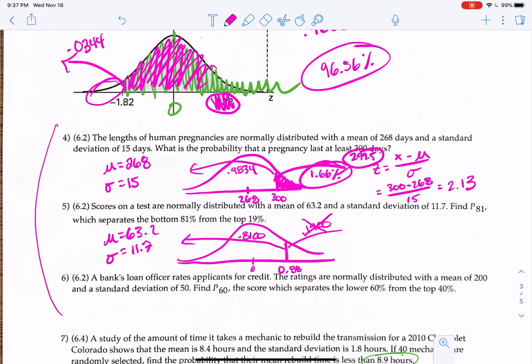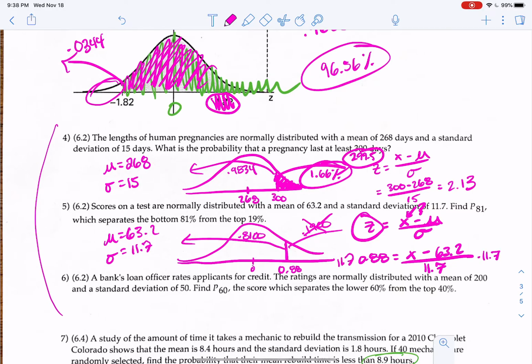So we're looking up in the inside of the table, 0.88. And then they actually want to know what test score that is, okay? I know the z is x minus mu divided by the standard deviation. I'm trying to find the x. So 0.88 equals x minus the average, which is 63.2, over the standard deviation, 11.7. So you're going to multiply by 11.7, and then you'll add this 63.2 to that. Okay, and that will give you your x.